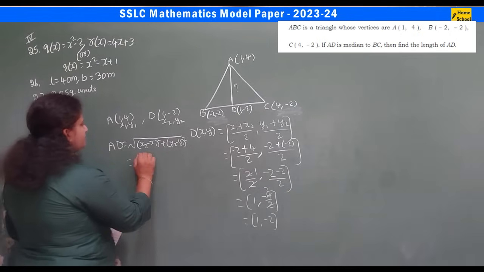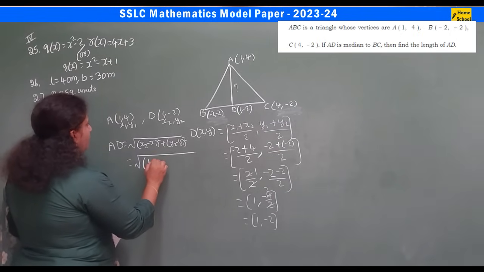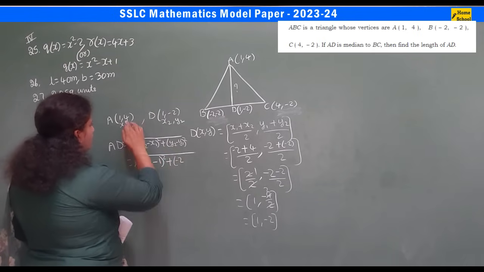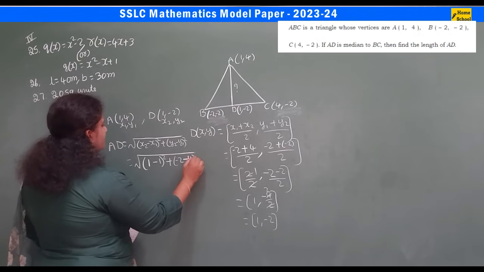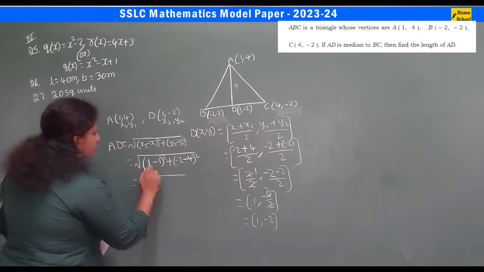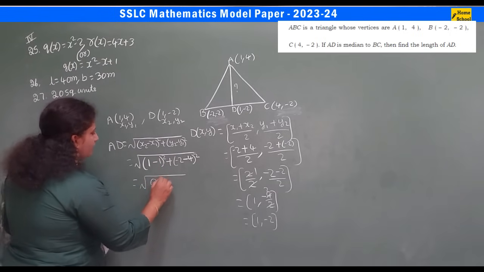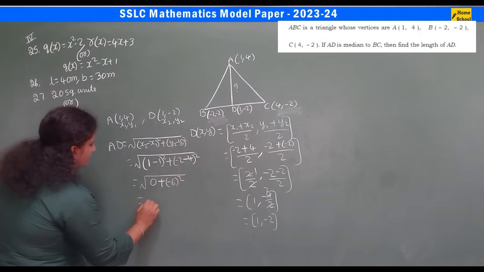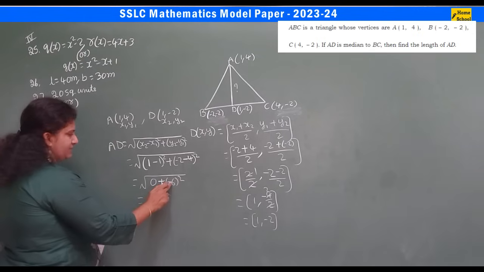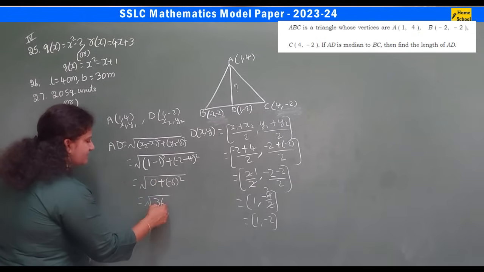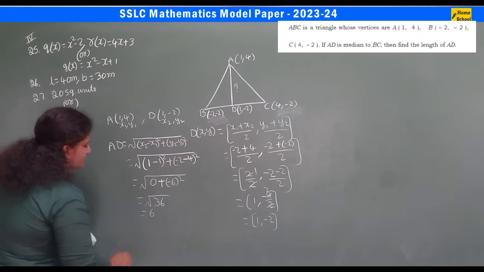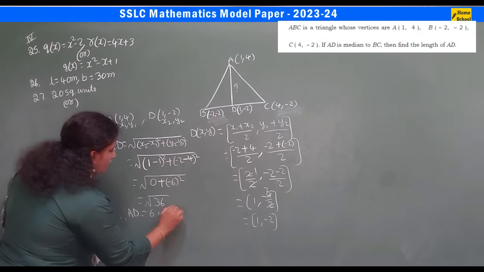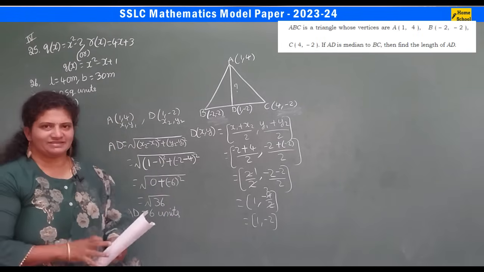Applying this, x2 value is 1 minus x1 value 1, whole square, plus y2 value minus 2 minus y1 value 4, that is minus 6, whole square. 1 minus 1 is 0, 0 whole square is 0, plus minus 6 whole square is 36. 0 plus 36 is 36, square root of 36 is 6. Therefore the length of AD is 6 units.